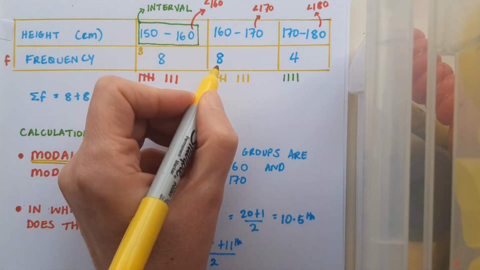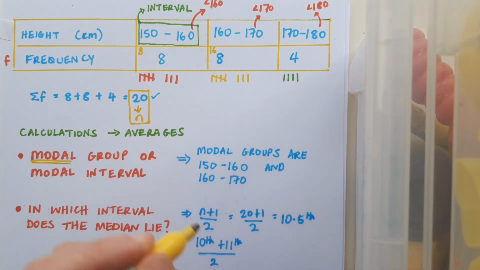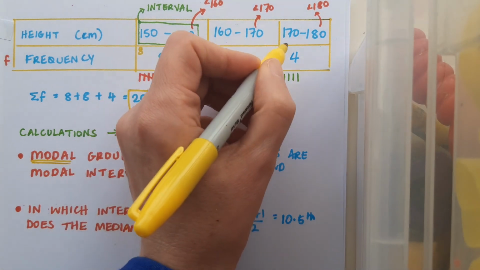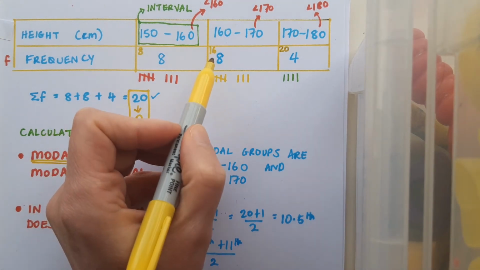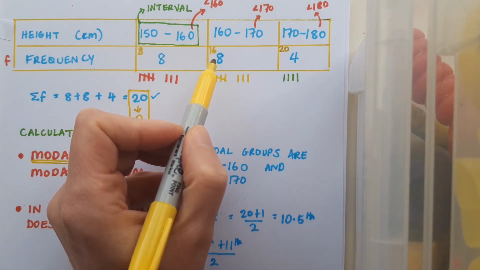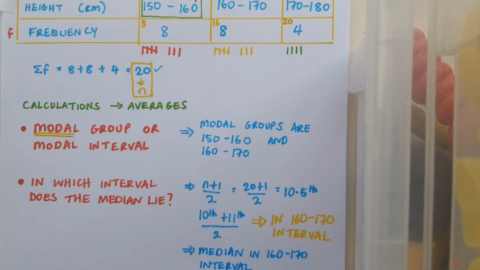I've got the next 8 pieces of data in this second interval. Now 8 and 8 makes 16. So I'm up to the 16th piece of data, and the next 4 pieces of data are in the last interval. So the 9th to the 16th pieces of data are in this particular interval, so they must both be in the 160 to 170 interval. Note that if I only have access to the table, I don't actually know what those values are exactly, but I can say that they occur in that interval. So the median in this case lies in the interval 160 to 170.